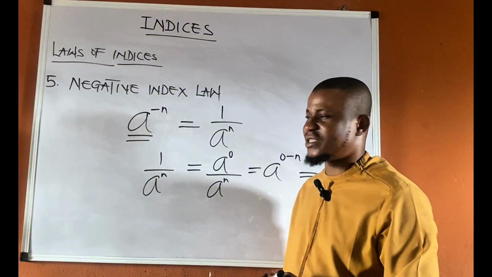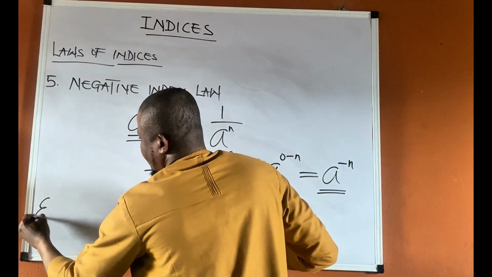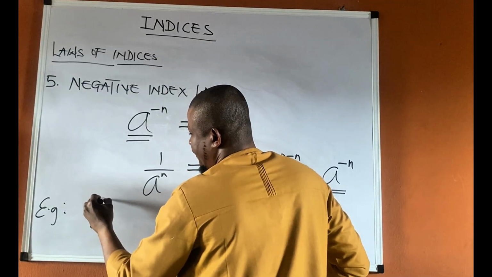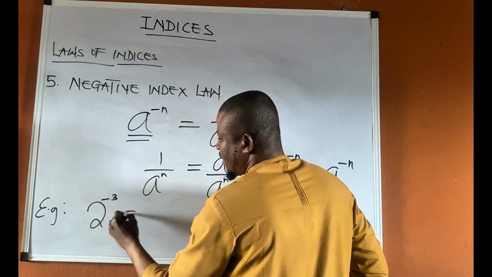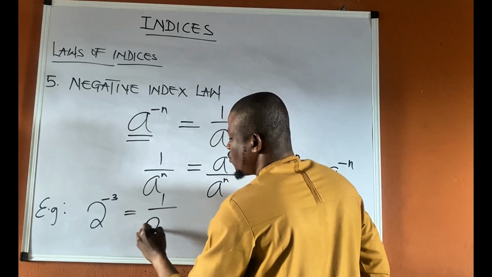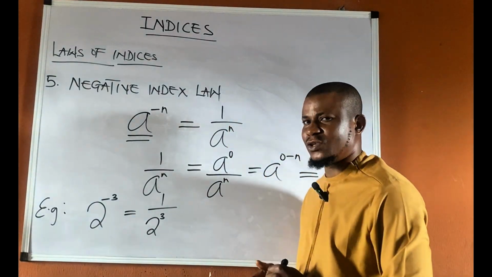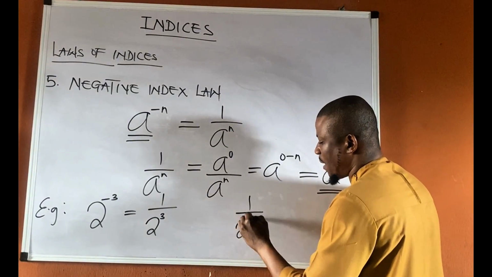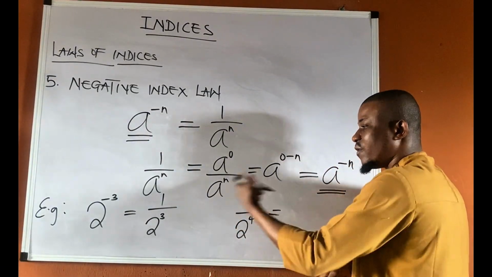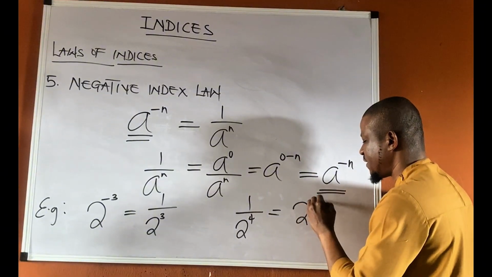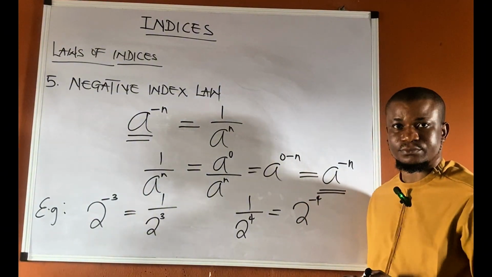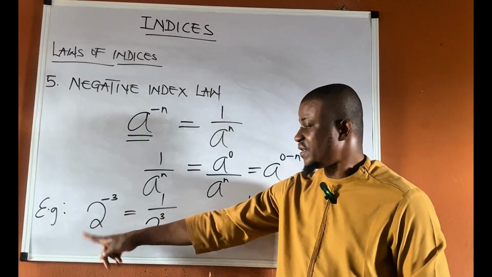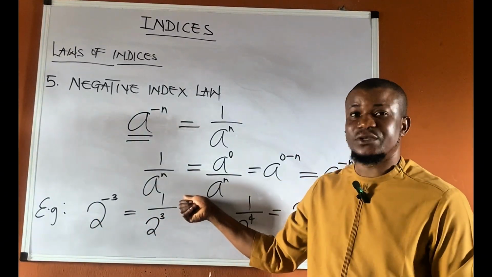Let's look at some examples here. If I have a number, say 2 to the power negative 3, this is directly 1 over 2 to the power 3. And it also means that if you are given an expression 1 over 2 to the power 4, you can convert this to 2 to the power negative 4. So if the expression is given in this form, you should be able to translate to this form. If it's given in this form, you should also be able to translate to this form.